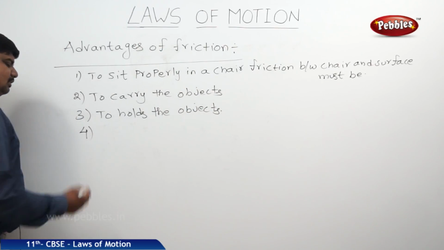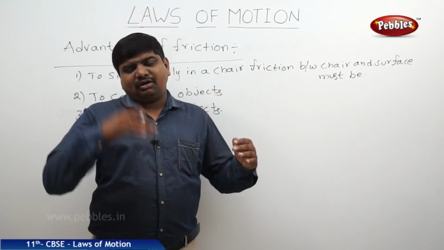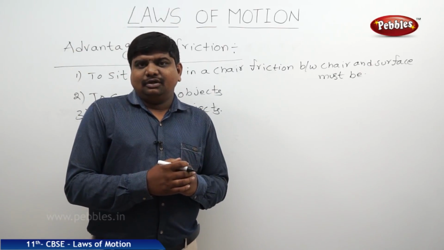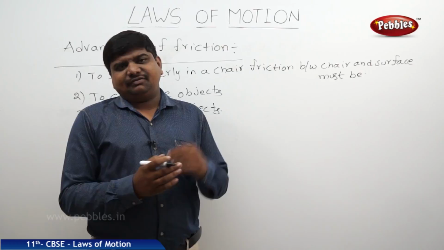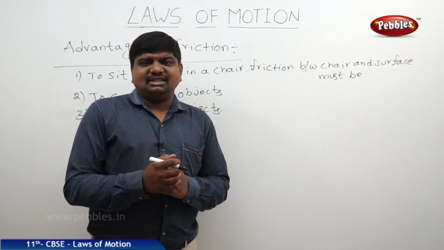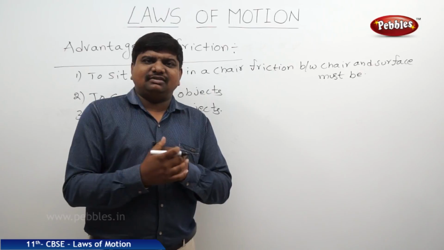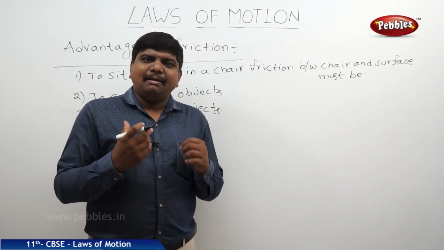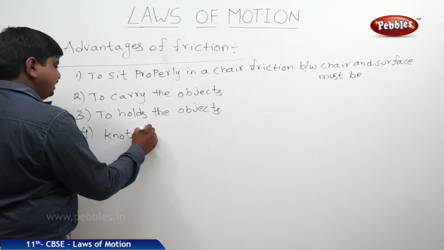The fourth example, tying knots. Suppose you see some of the workers who are painting on the walls of a tall building, or some of the firemen who use ropes to go to dangerous areas on the first floor, second floor or the seventh floor if a fire accident takes place. If you see the rope, there are many ties, many knots. Of course, they are nylon wires. The ties are the knots which are held by friction. Knots in the string.